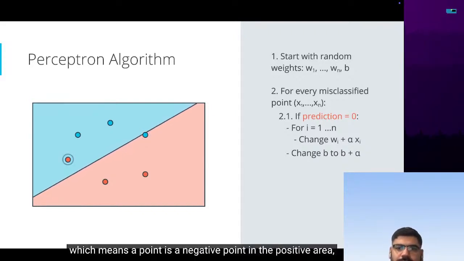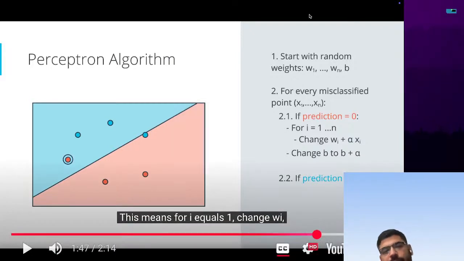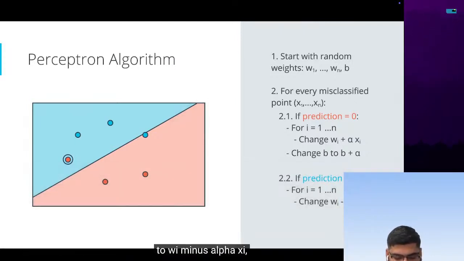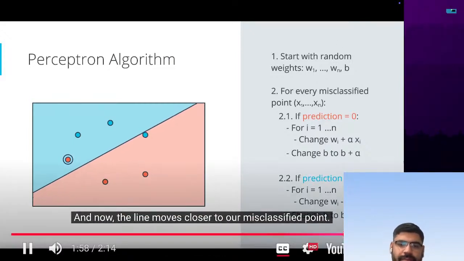Now, if the prediction was 1, which means the point is a negative point in the positive area, then we'll update the weights in a similar way, except we subtract instead of adding. So basically, when the point is positive, you add; when the point is negative, you subtract. The negative point is in the positive area, so we subtract. For i equals 1 to n, we change wi to wi minus alpha xi, and change the bias unit b to b minus alpha. And now the line moves closer to our misclassified point.